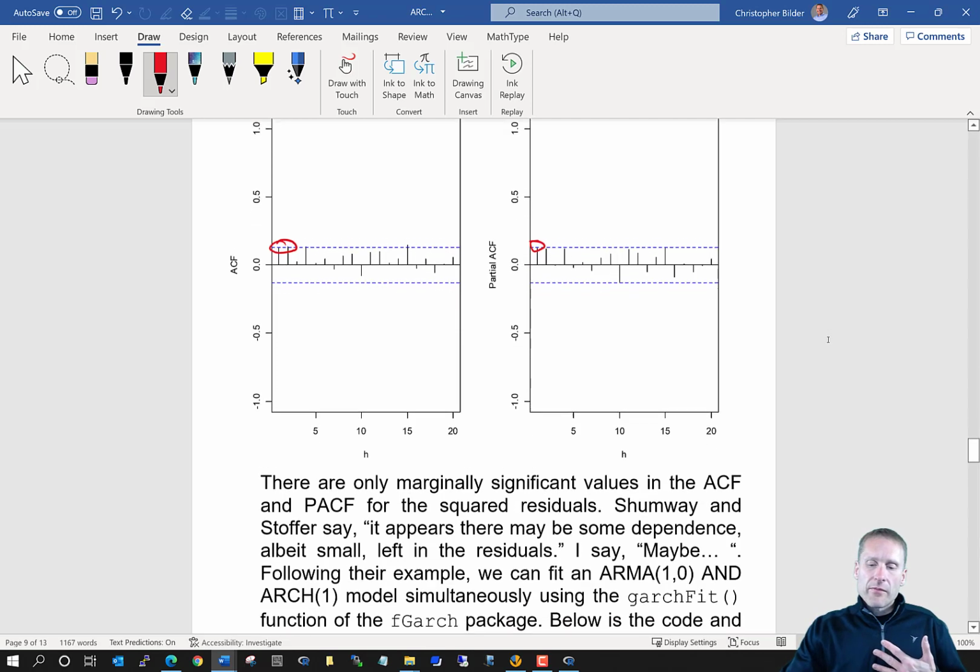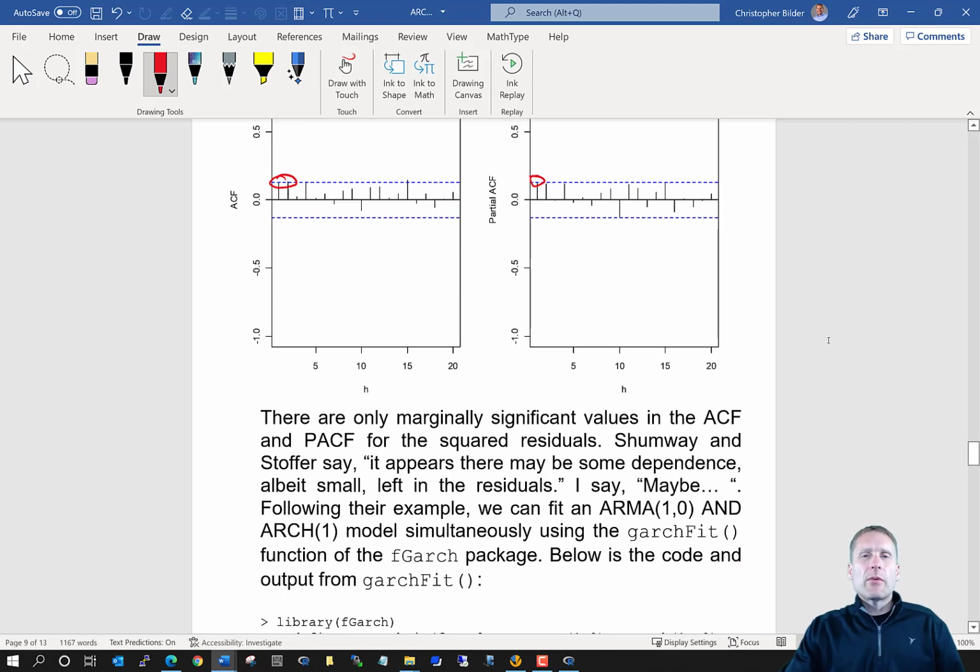So, what do Shumway and Stoffer say for their particular example? They said it appears there may be some dependence left in the residuals. And because of that, they decided to go ahead and work with the ARCH model too. And I say here, well, yeah, maybe there is, but I could definitely justify not going to an ARCH model in this situation. But let's go ahead and do that. Let's try an ARCH(1) model, because we have a moderately significant value there, and see what happens.